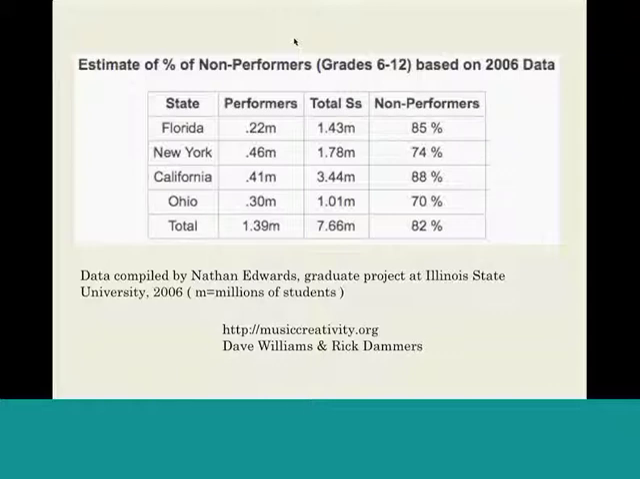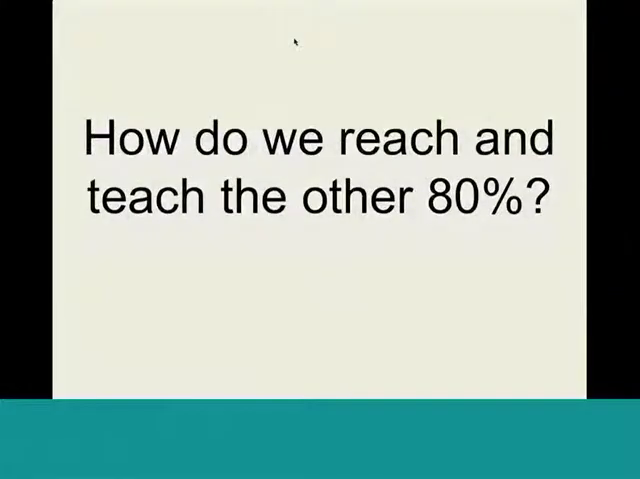But this is where most of education puts their efforts. Most schools put their efforts into performance programs. But what are we doing to take care of the other 80% of the population? How do we reach and how do we teach this other 80%? Well, there are lots of different things we can do, and as I said, there are lots of alternatives that people use in a classroom setting.